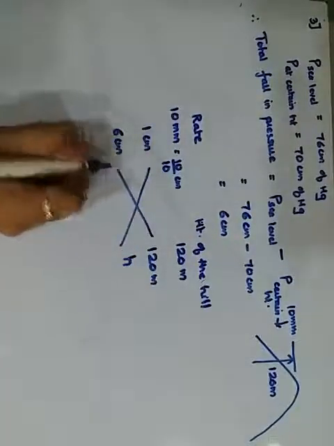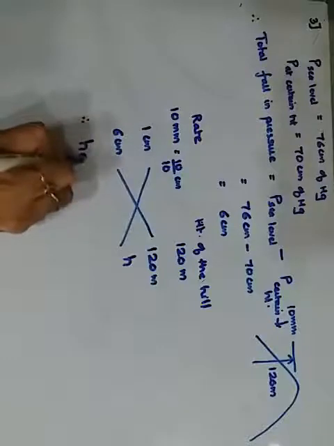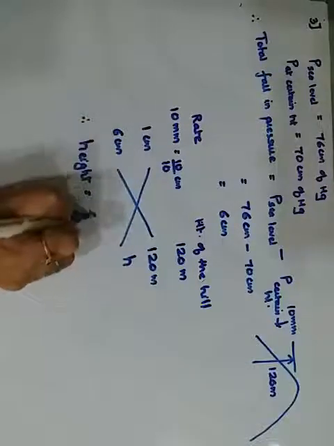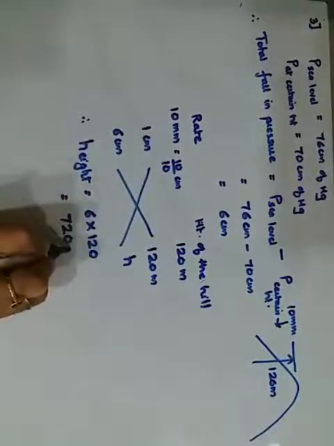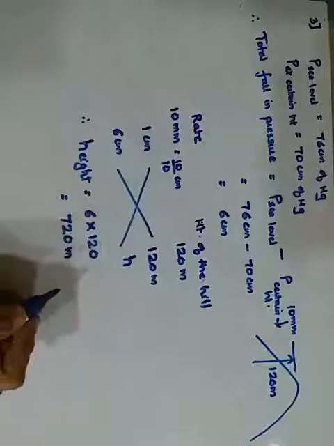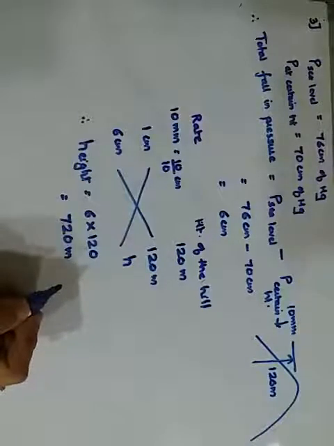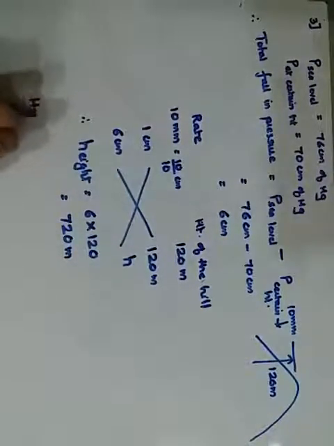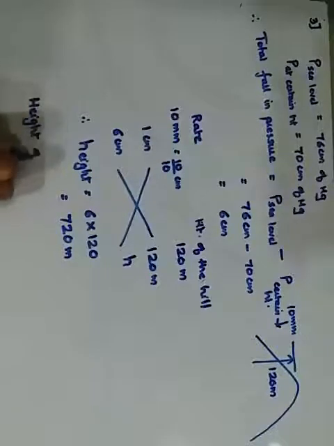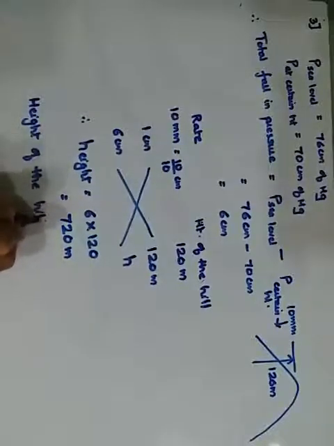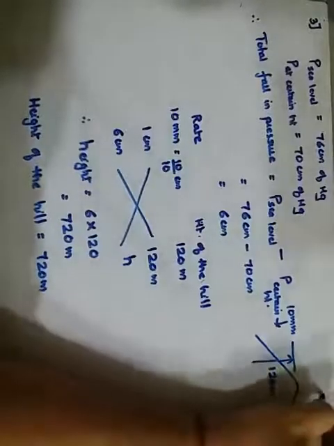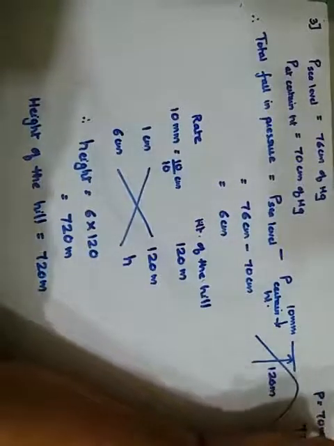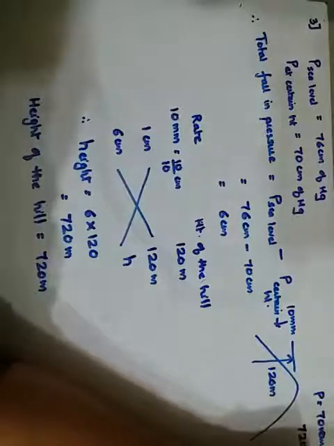So we cross multiply, and therefore the height will become 6 multiplied by 120, that is 720 meters. Getting it? 720 meters, the height of the hill. So when you are rising up to 720 meters, at that point the pressure will be 70 centimeters of mercury. Understood?